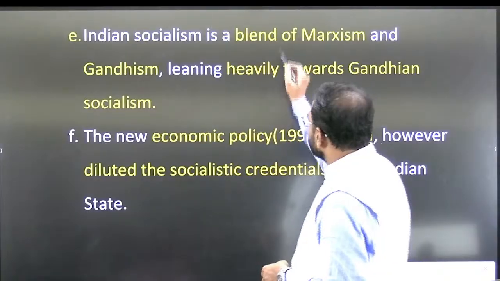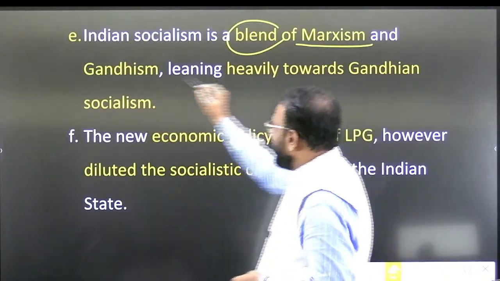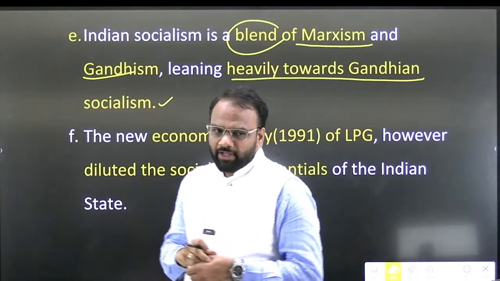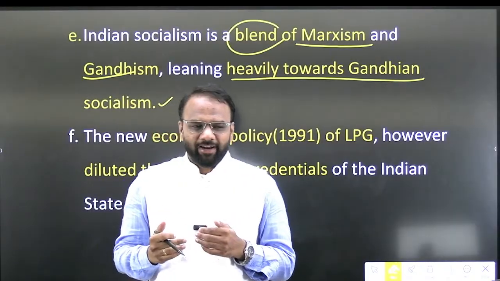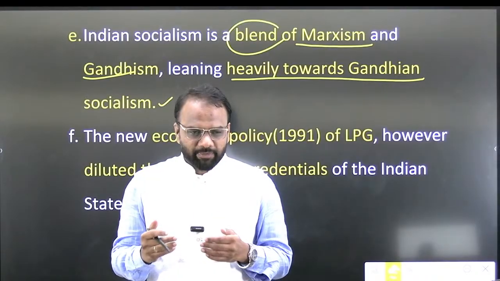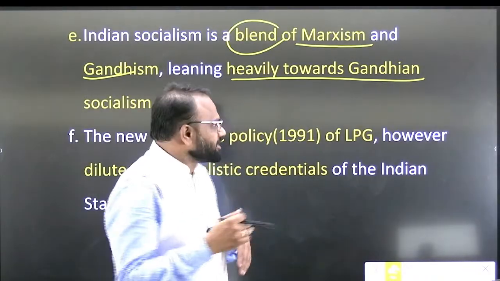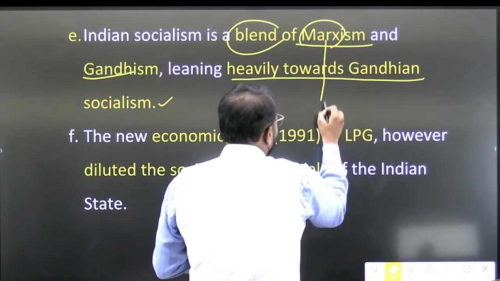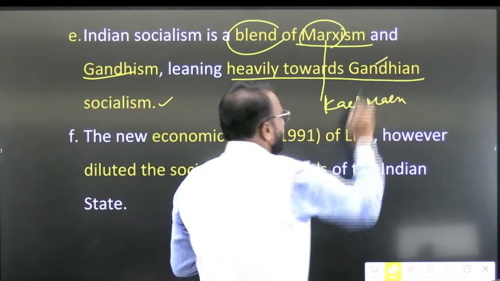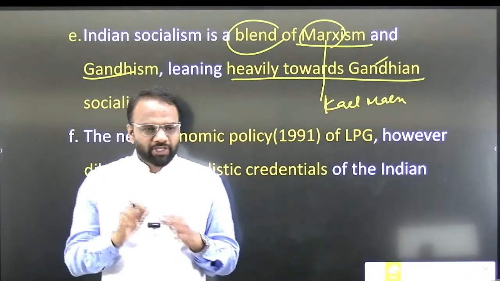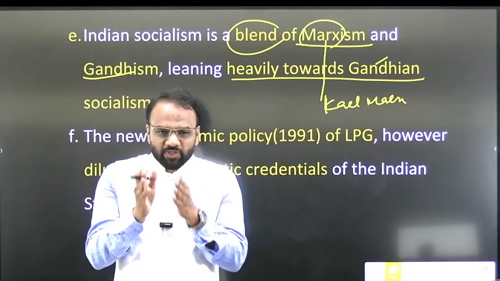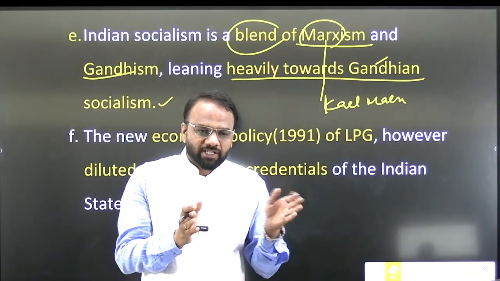Indian socialism is a blend of Marxism and Gandhiism, leaning heavily towards Gandhian socialism. Okay, so already we saw what kind of socialism exists in India. Democratic socialism. Next, when it comes to socialistic principles, there are some socialistic principles which are held by Karl Marx, and one more set of principles held by Gandhiji. Both of them believe in socialism, but the principles are slightly different. So Gandhian socialistic principles are slightly different from Marx socialistic principles.